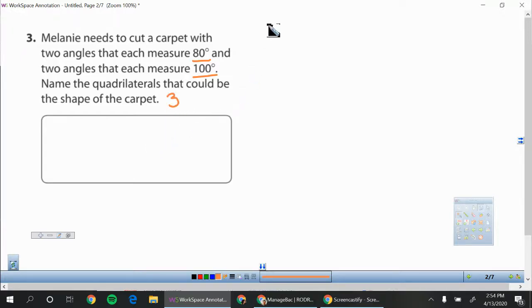And the first one is going to be an isosceles trapezoid. The second one, let me give you a little space. The second one I could draw is a rhombus. The third one I can think of is a parallelogram.